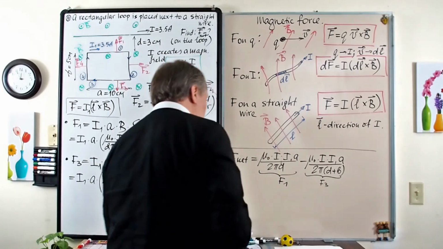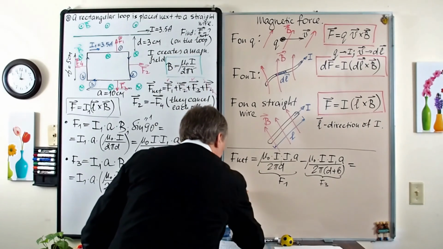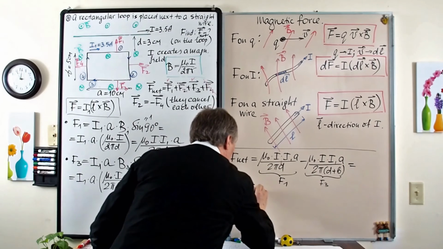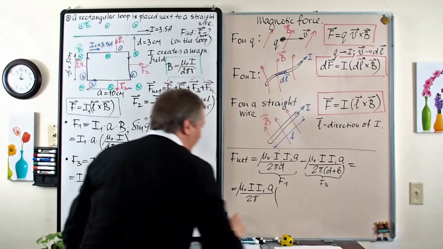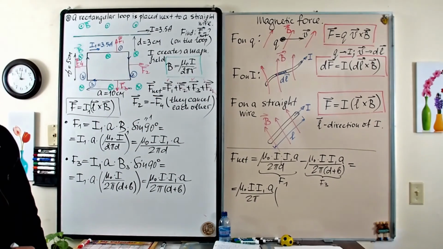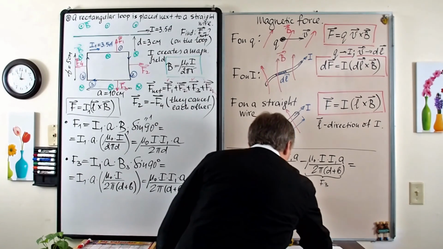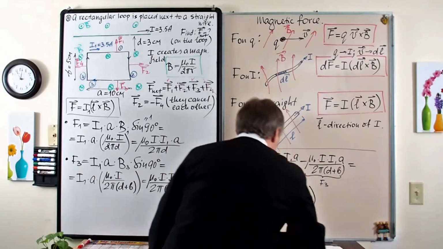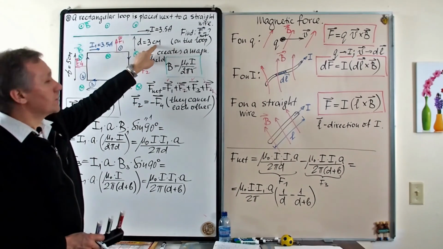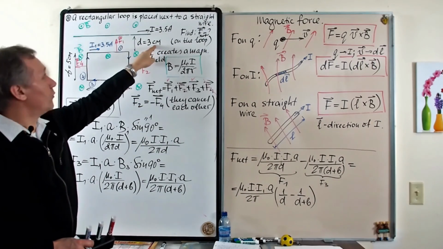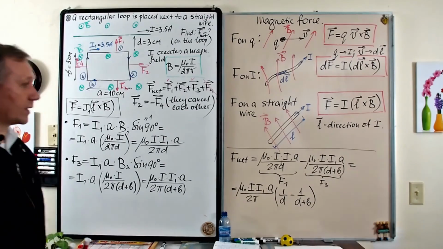Of course, we can factor out plenty. So it will be mu naught I1 times A divided by 2 pi, and what will be left inside is 1 over D minus 1 over D plus B. Again, don't forget to convert all these distances to meters: 3 times 10 to the power of minus 2 meters, this 5 times 10 to the power of minus 2, and then 10 times 10 to the power of minus 2 meters.